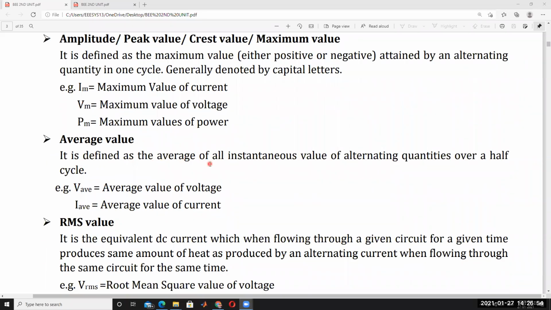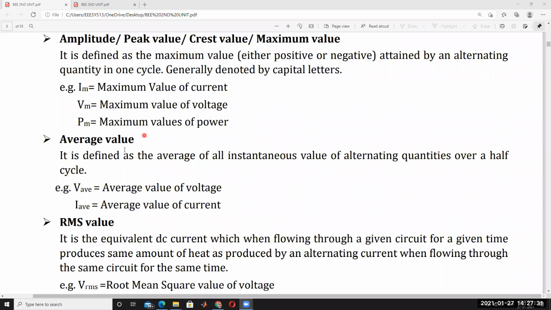It is defined as the average value of all instantaneous values of an alternating quantity over a half cycle. It's called average value. So remember, for average value, you have to take a half cycle only. Don't take a full cycle. If you are taking a full cycle, that is wrong.